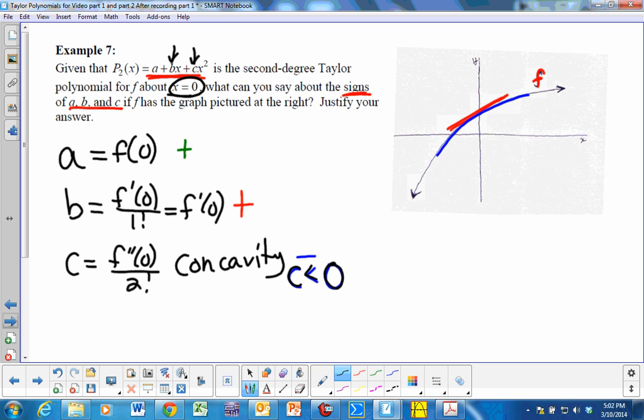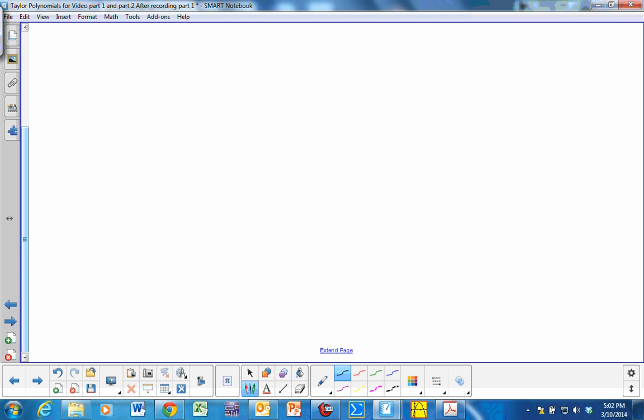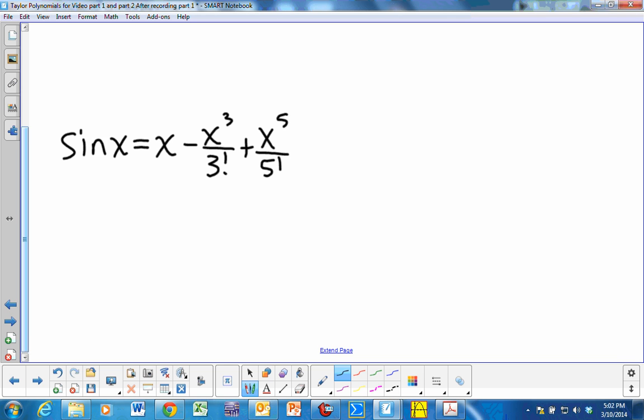All right, so then let's do this last example. This example says that sometimes we can actually get new polynomials without starting from scratch and doing them all. One thing you probably want to write down towards the bottom of the page: there are a few Maclaurin polynomials that you're going to end up needing to memorize. One of them is sine x, and we've already looked at it. It was x minus x cubed over 3 factorial plus x to the 5th over 5 factorial. If I keep going, it's minus x to the 7th over 7 factorial.